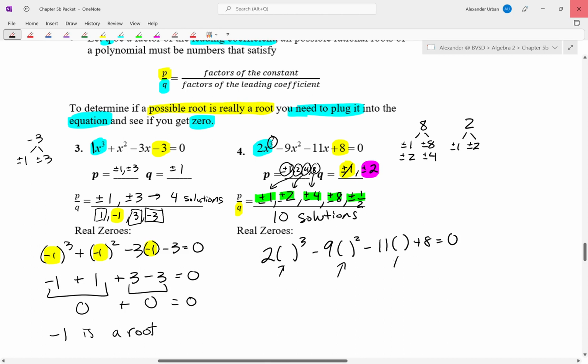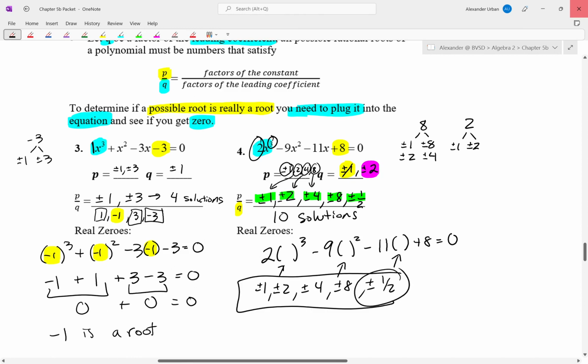What becomes more and more difficult is when our A value is not something easy like a 1 or a 2, if it's a 5 or 7, or if it's something crazy. But we'd have to test all of these values, plus or minus 1, plus or minus 2, plus or minus 4, plus or minus 8, plus or minus 1/2. All of these values will have to be tested. And I'll tell you right now, none of these values actually work for this one.